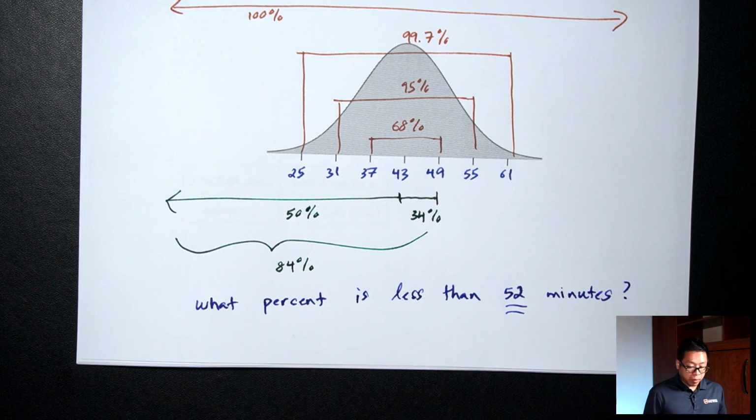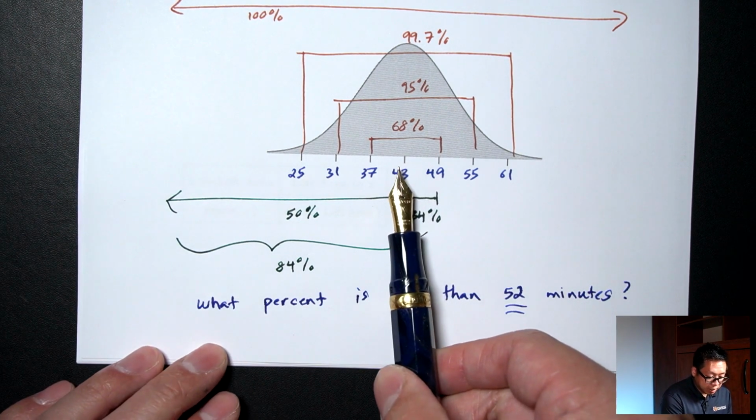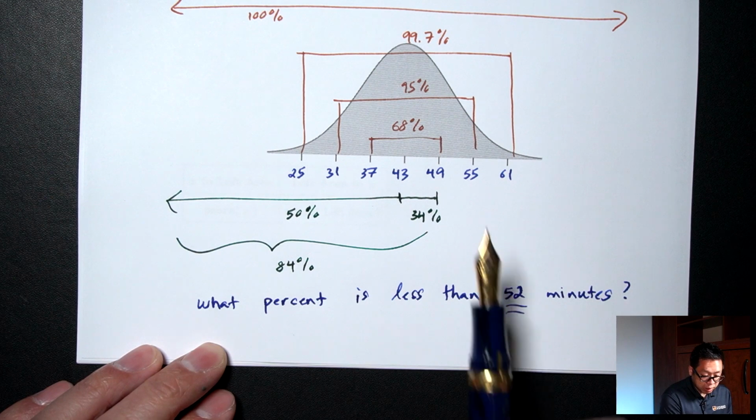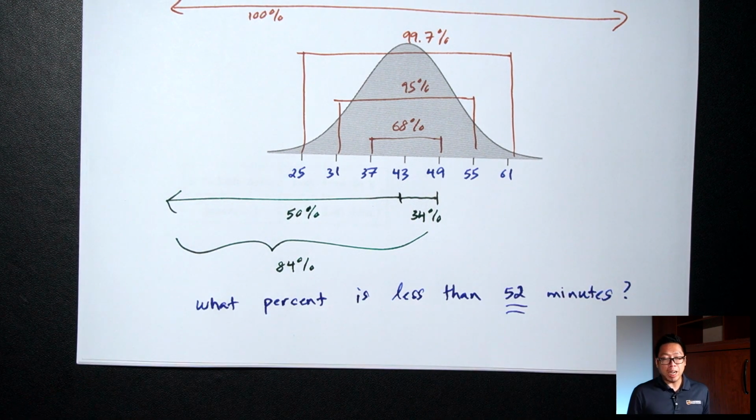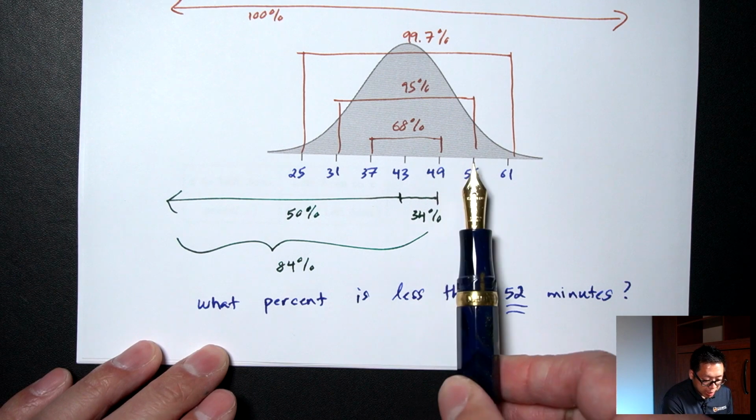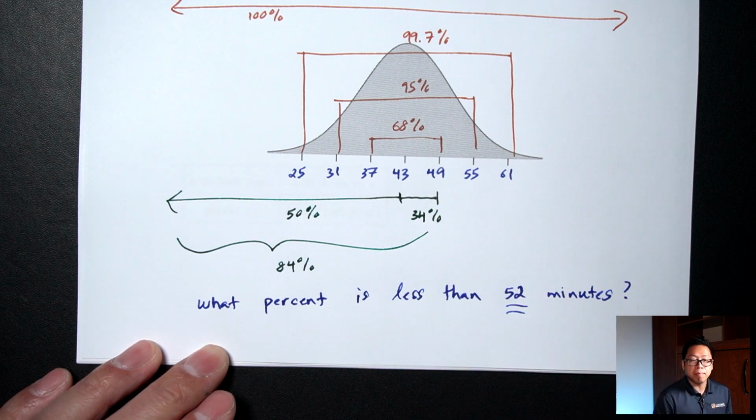This is a problem. 52 minutes is not exactly on one of these steps. 52 minutes is somewhere between 49 and 55. We can't answer this using the empirical rule. So today we'll talk about how we can answer questions when we don't land exactly on one of these steps.